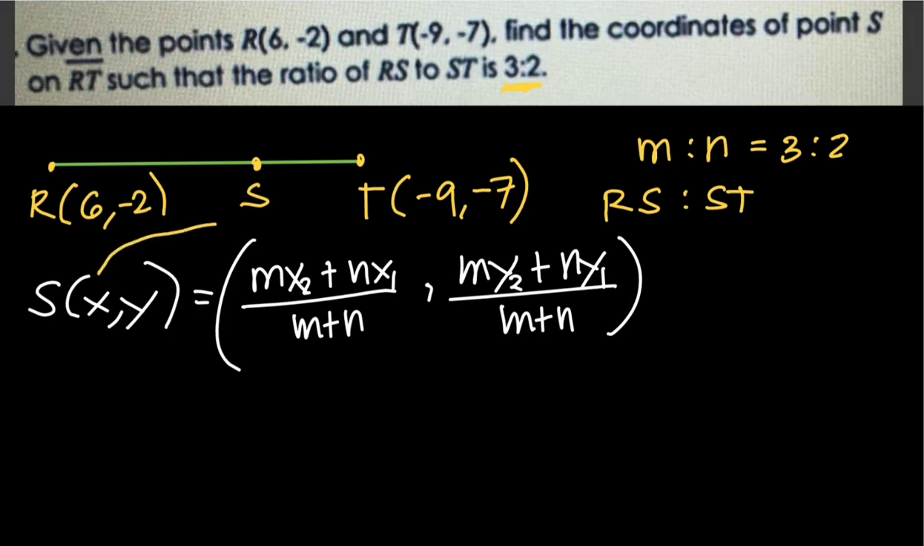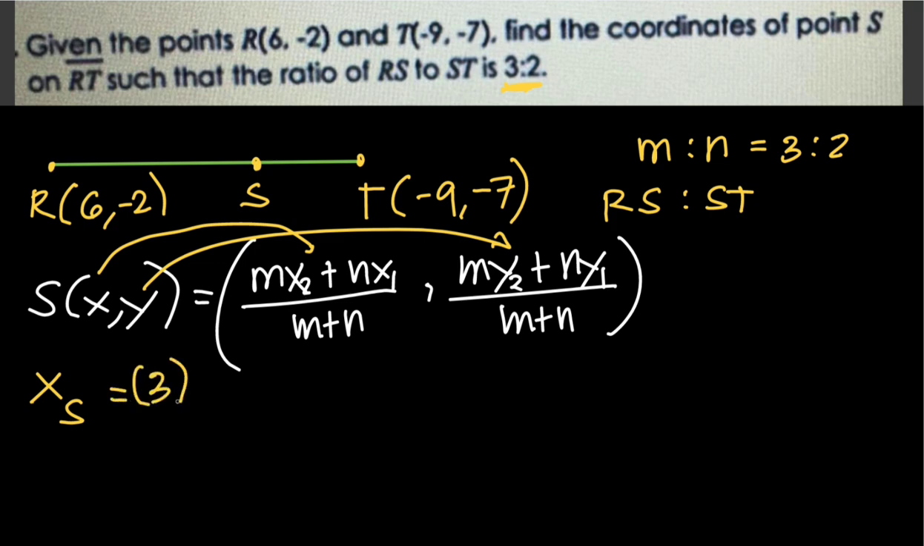Then the x coordinate of S corresponds to this, and the y coordinate to this one. So we can solve this separately. The x coordinate of point S is just equal to m x sub 2, so m is 3 times x sub 2. Let us first assign x sub 1, x sub 2, as well as y. So this is x sub 1, this is y sub 1, this is x sub 2, and this is y sub 2.